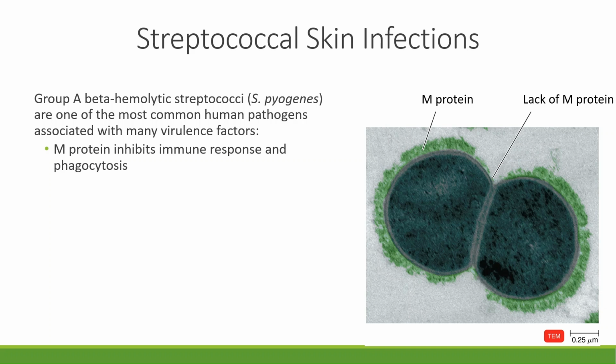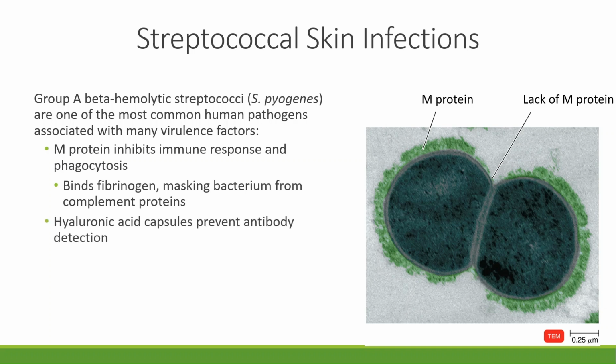Hyaluronic acid, as you might be aware, is a common chemical present in our skin. We've discussed this when we talked about toxins that microbes can produce, and they can actually take the hyaluronic acid and form a capsule with it. Since human tissues also contain hyaluronic acid, guess what? This means that the capsule lets the bacteria blend in and also helps evade our immune system and antibody detection.